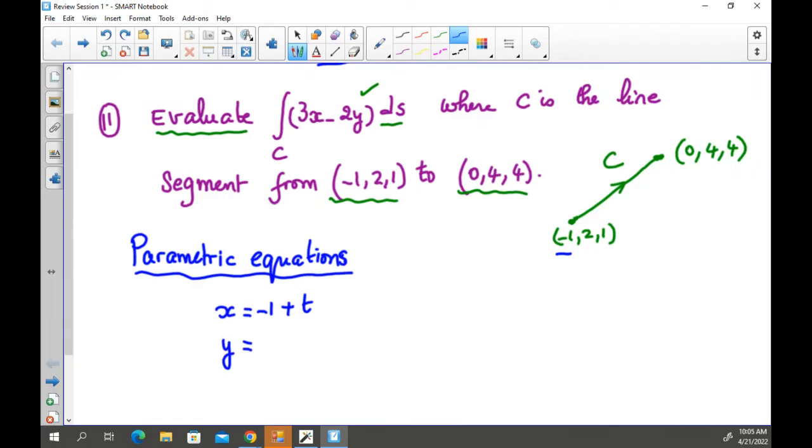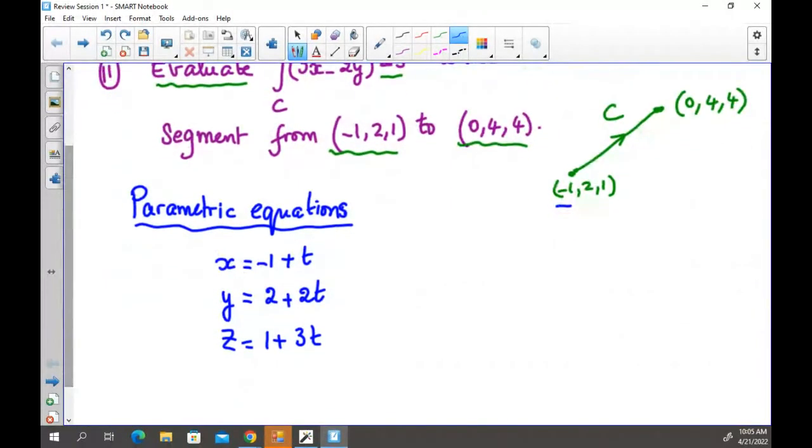The y will be 2 plus 2t, that's fine, good. And the z will be 1 plus 3t, great. And t from, this is important, t from where to where? From 0 to 1, always. Great, so these are the parametric equations.